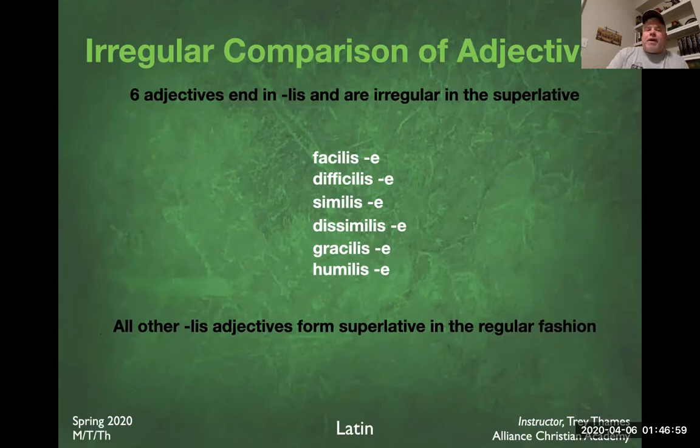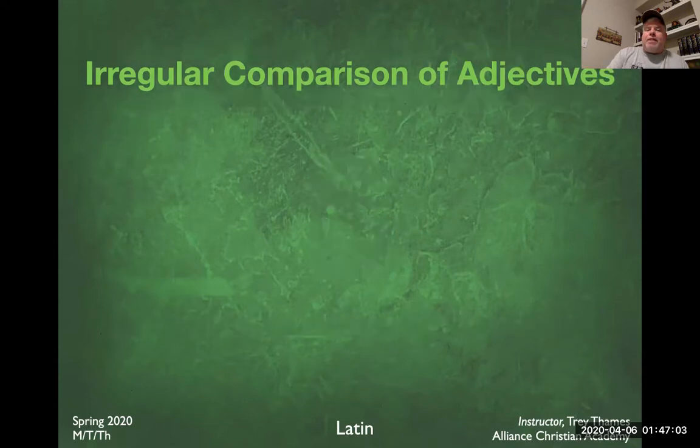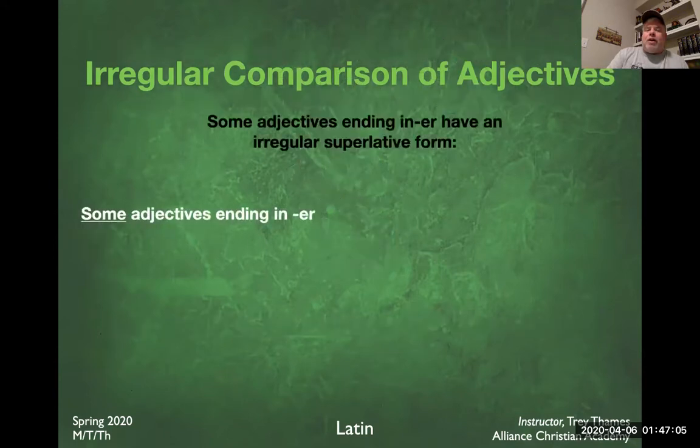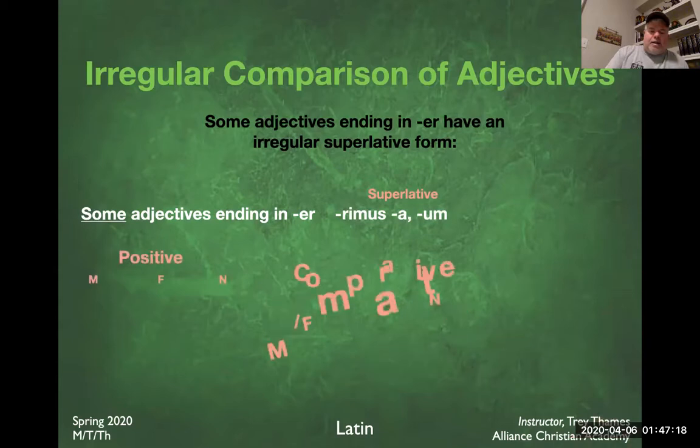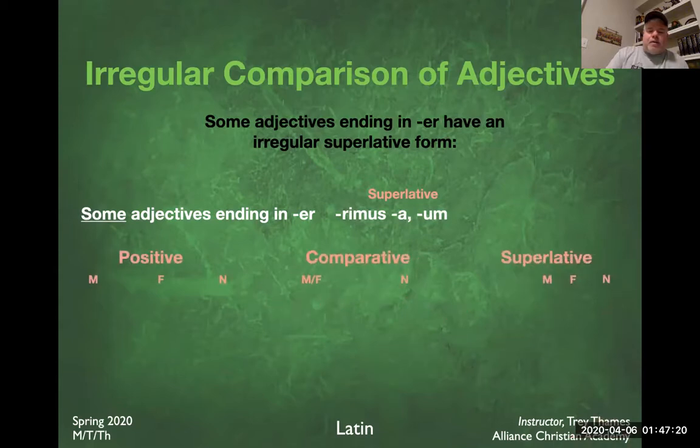Now there are some adjectives that don't end in -lis, but they end in -er. And they also will be a little bit different. Instead of -issimus, -a, -um in the superlative, you will have -rimus, -a, -um. Rimus, -a, -um. And here's what that looks like. Let me give you 3 examples. The first one I'm going to give you is the word liber, libera, liberum. Of course, that means free.